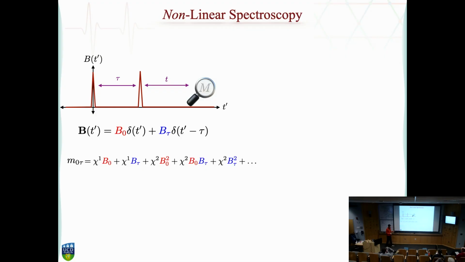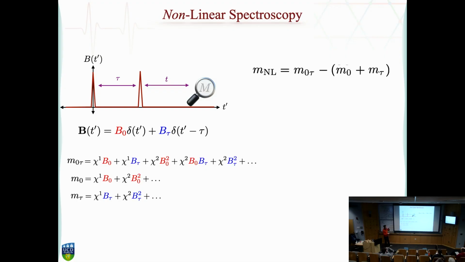And then you run the experiment twice more. You do it once more with just the first pulse, and then a second time with just the second pulse. Now you can subtract these single pulse responses from the two pulse response. You can see here that if I do the subtraction, this part will cancel with this part, this part will cancel with this part, and this chi2 will cancel with this chi2. We're going to be left with these mixed terms, so this mixed response.